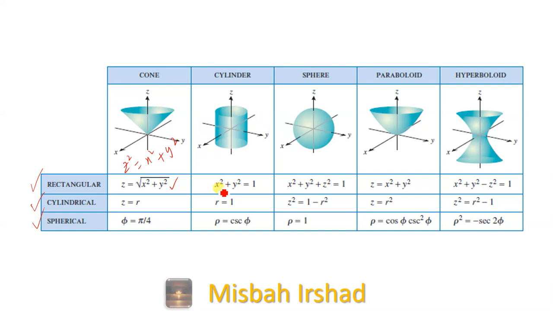Similarly, we have the equation of a cylinder with a circular base centered at the origin and radius 1. x square plus y square is equal to 1. And this can be written in cylindrical coordinates as r is equal to 1, and in spherical coordinates rho is equal to cosecant phi. And similarly, we can transform sphere, paraboloid, hyperboloid, and several other equations in terms of rectangular, cylindrical, and spherical coordinates whenever needed, and whichever is easier to describe or easier to manipulate.